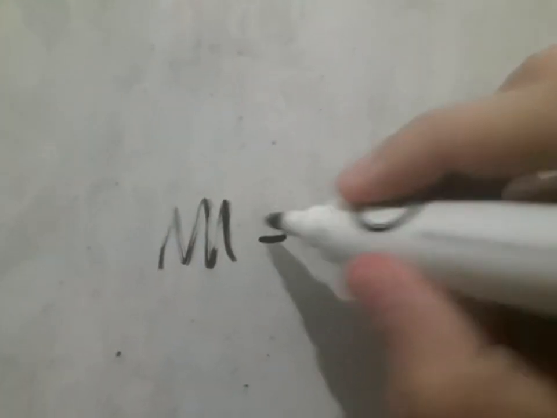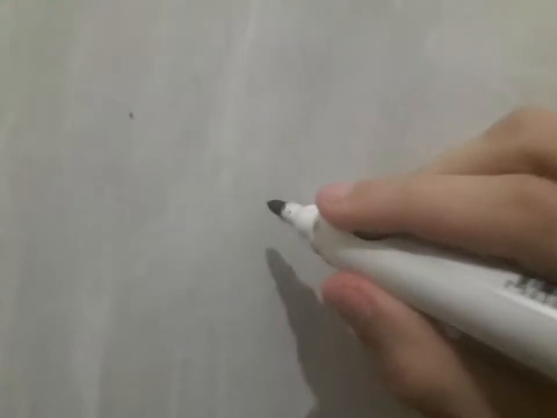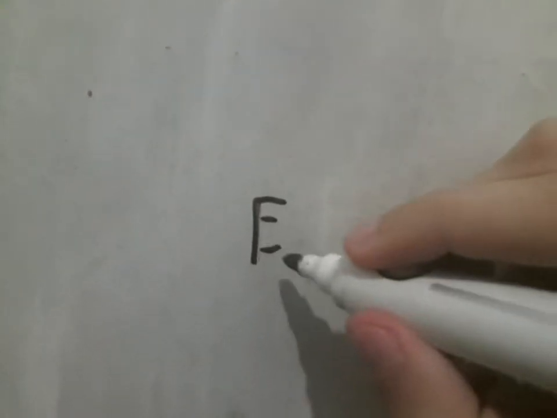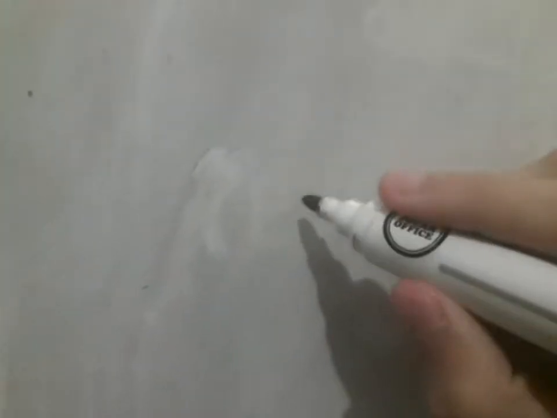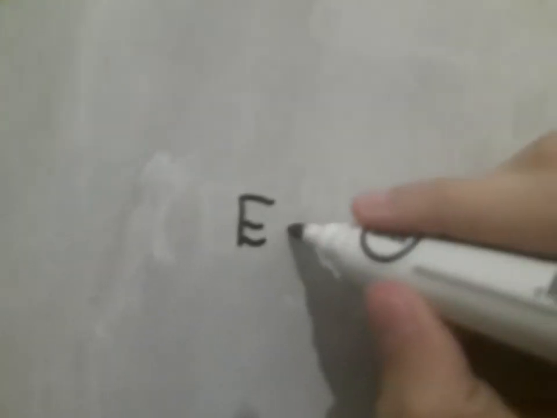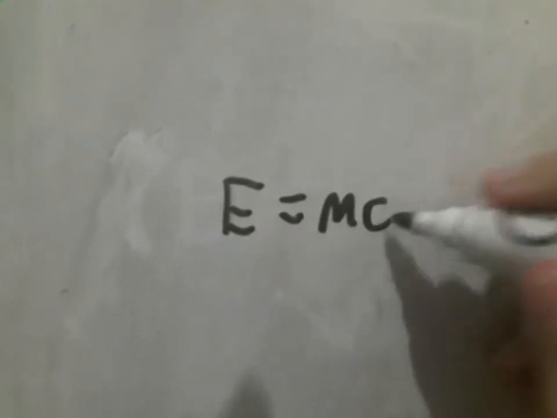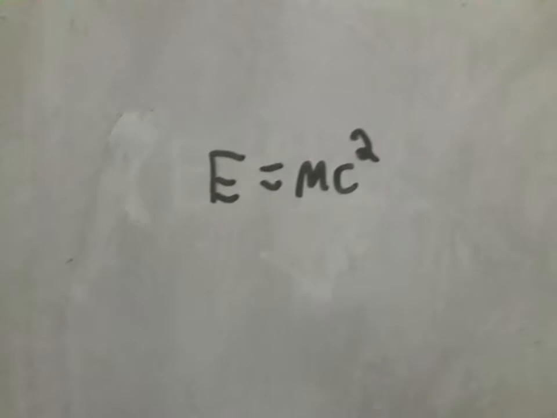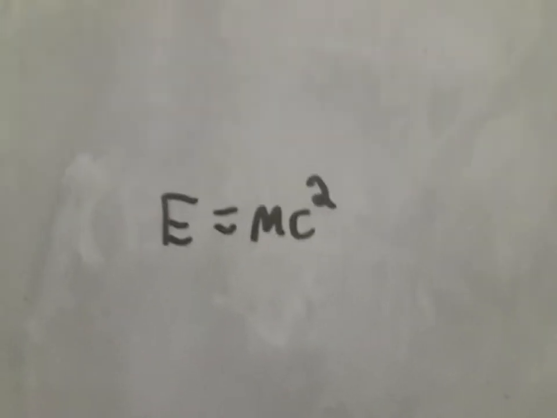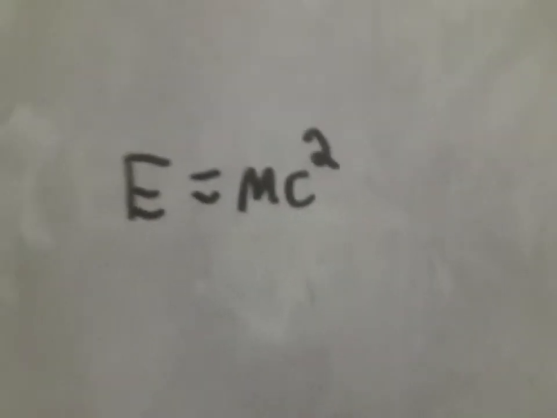An equation is every time there's something equals something else. For example, one of the most famous ones is E equals mc squared. Albert Einstein found this to prove that energy and mass are two manifestations of the same thing.